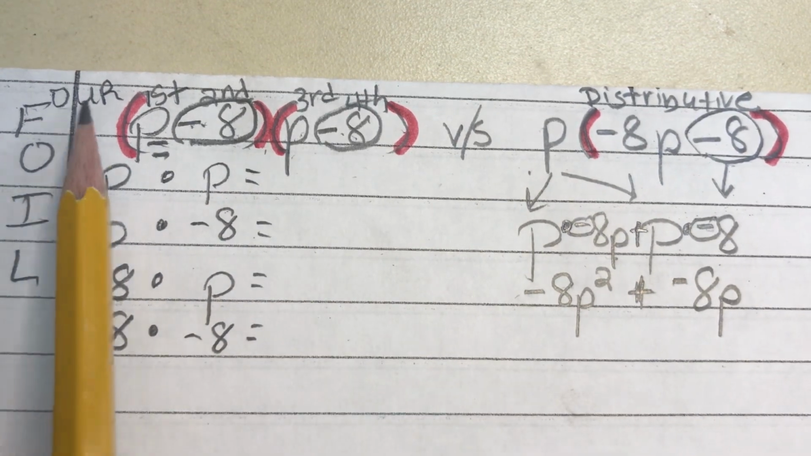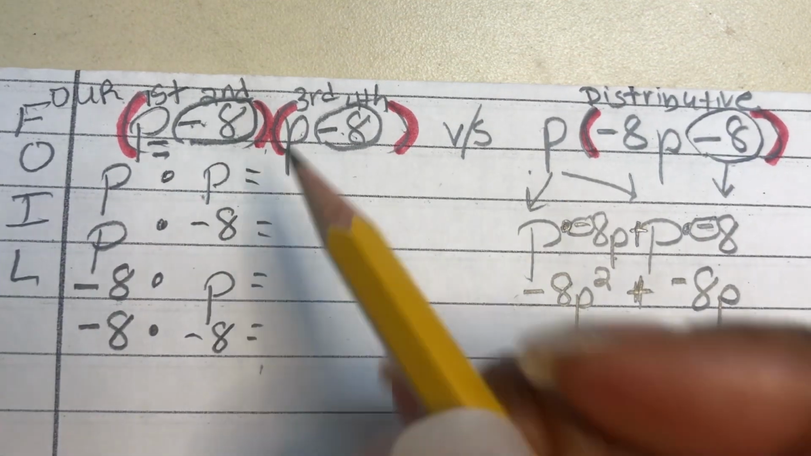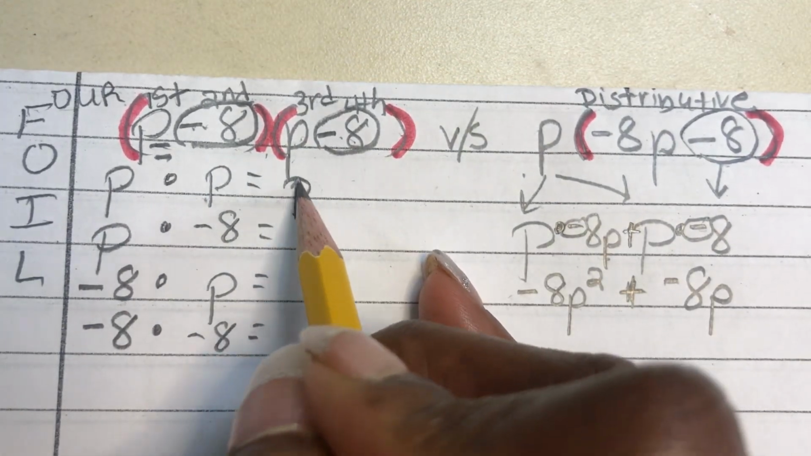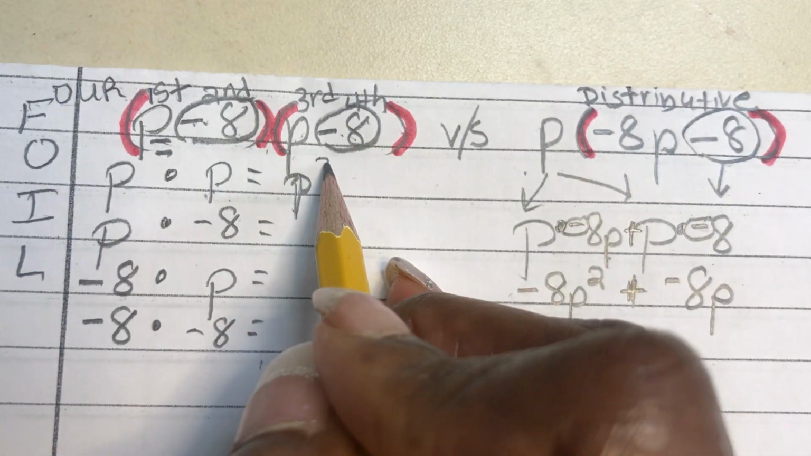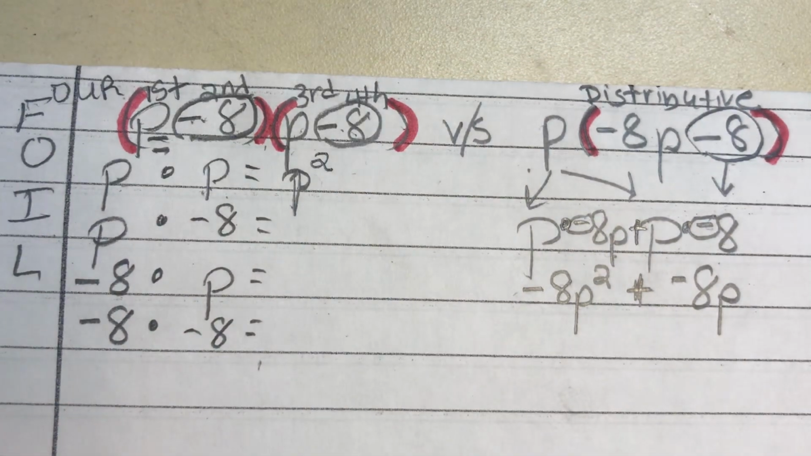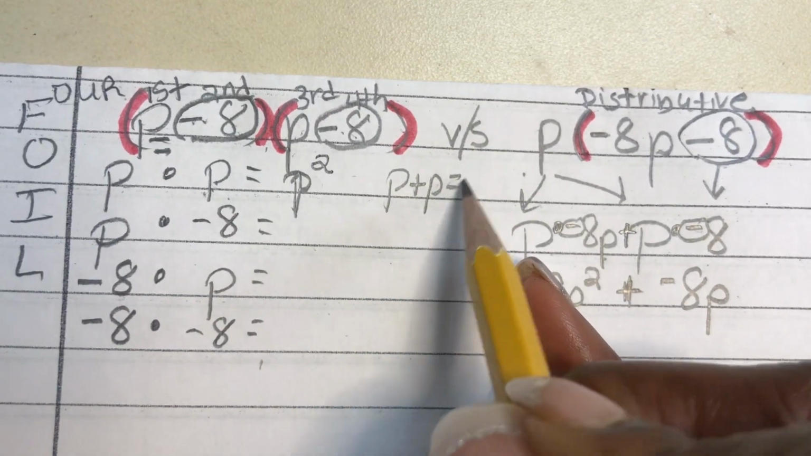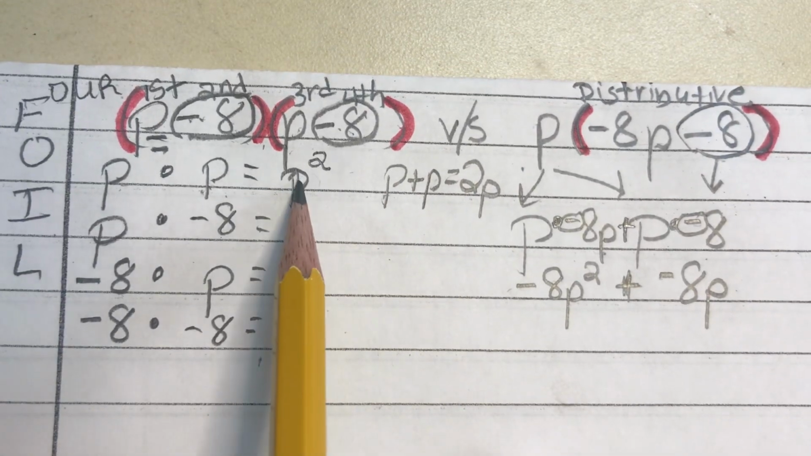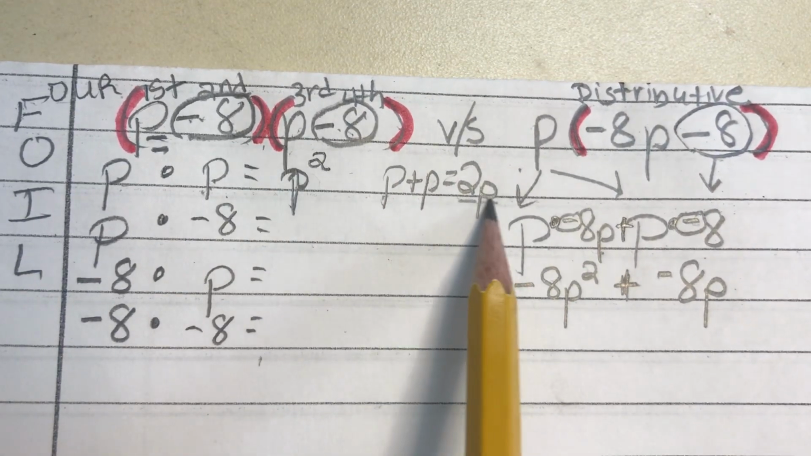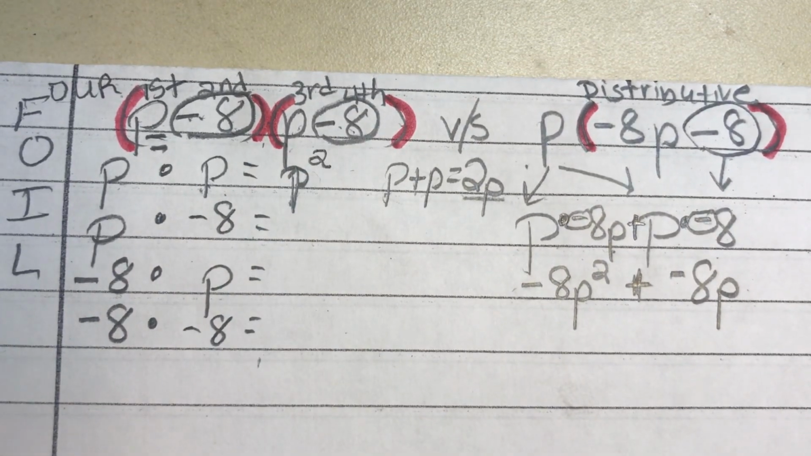So FOIL represents four numbers. I'm going to have four answers. P times P. When you multiply, you tell me how many P's did you multiply together? 2. So that's where this little 2 in the air comes from. If you were adding, it would be different. If I had P plus P, the answer would be 2p. So as you can see here, you still have a p and a 2. The 2 is now out front of the p when you're adding. When you're multiplying, the 2 goes in the air as an exponent.